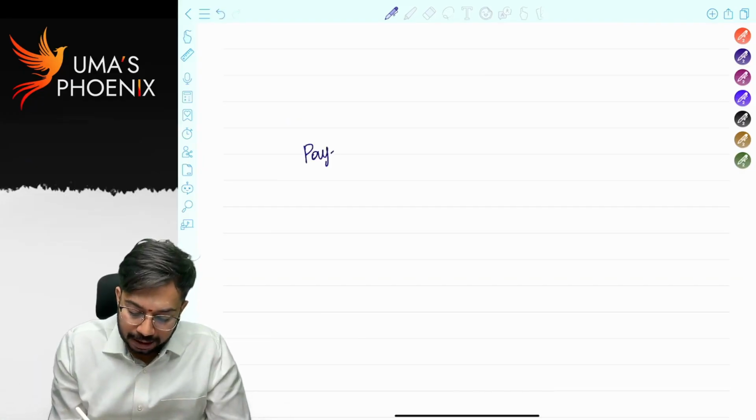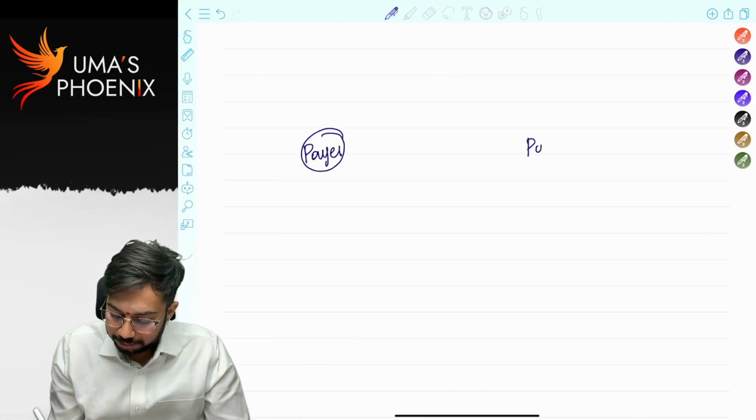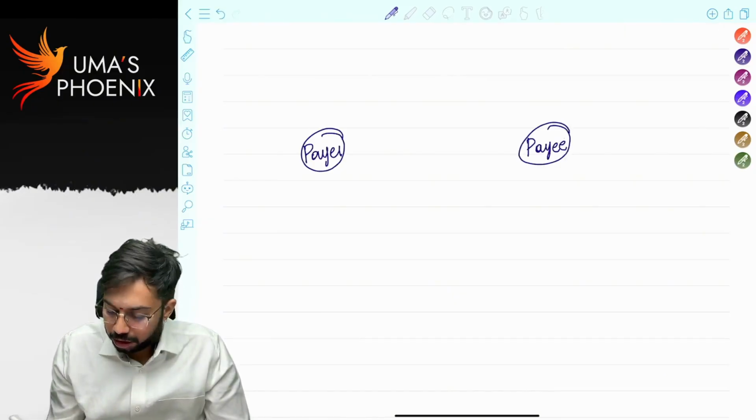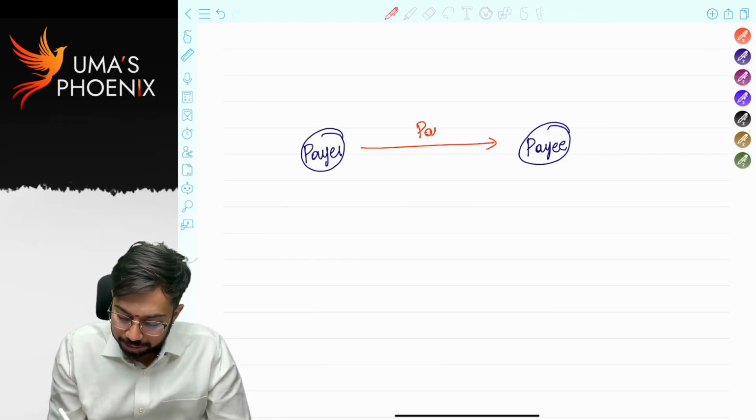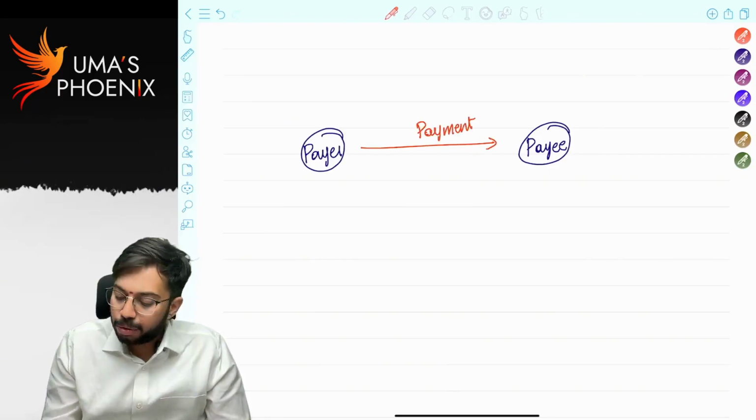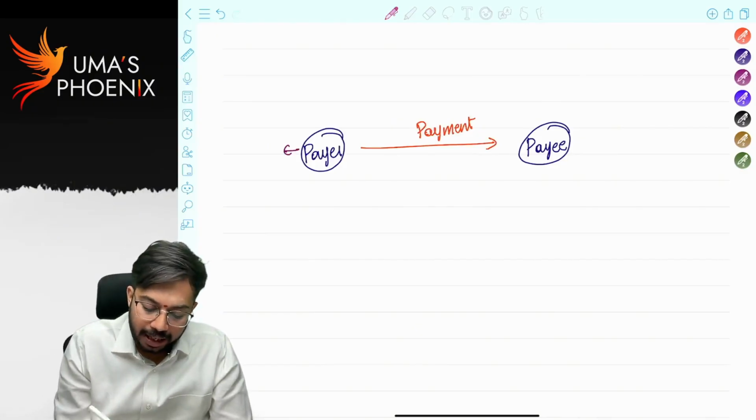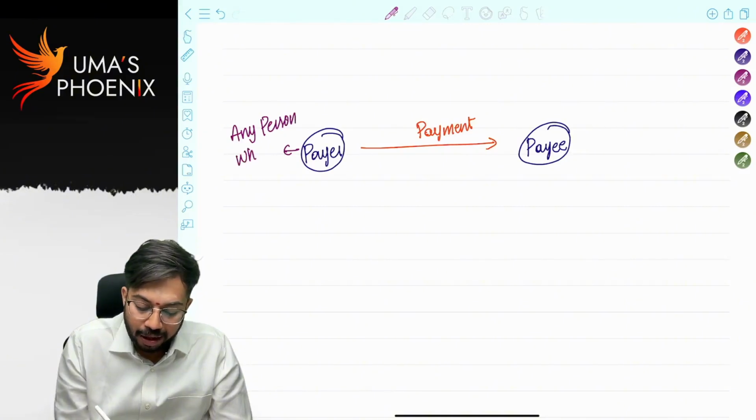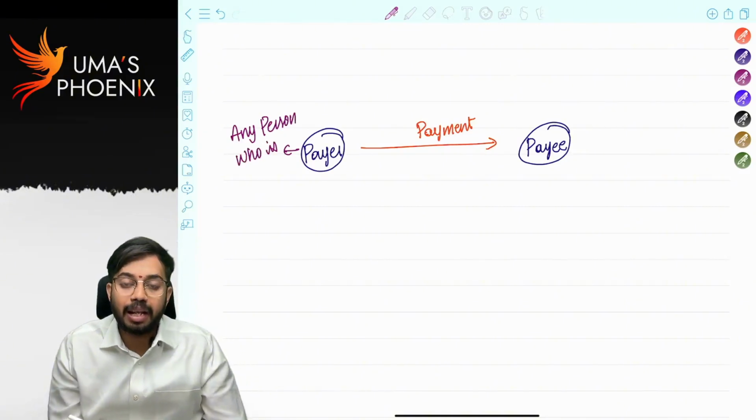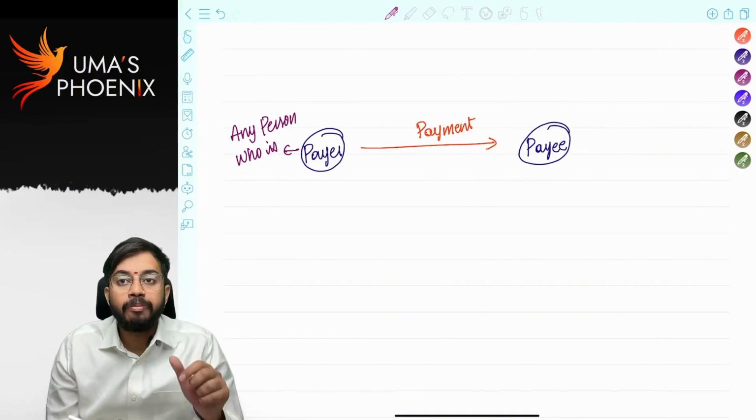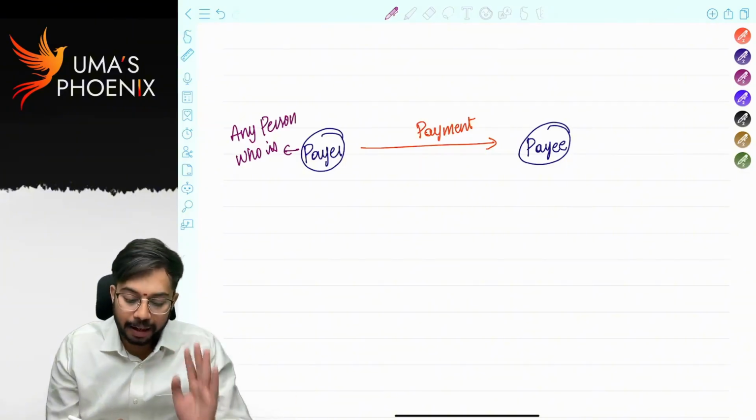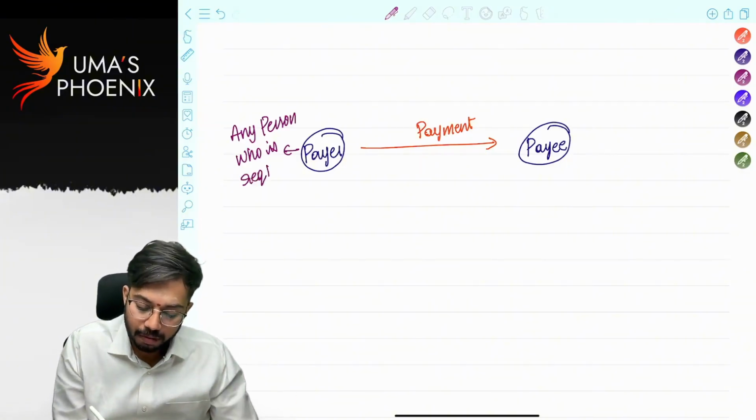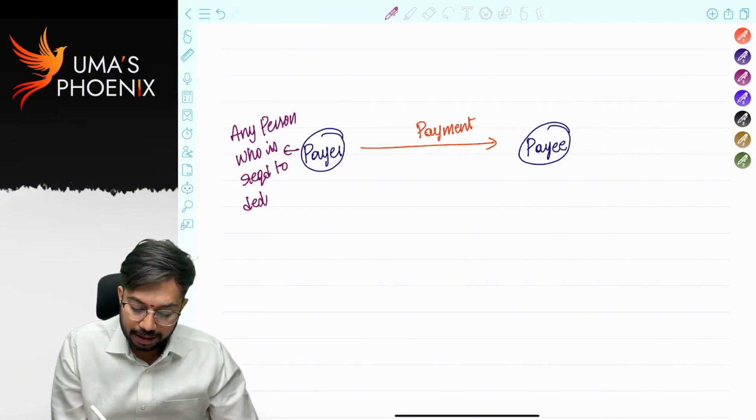There are two persons, payer and payee. Payer at the time of making payment. Sir, who is considered as payer? Payer is any person who is required to deduct TDS. You know TDS provisions, right? In the Income Tax Act, as per TDS provisions, if any person is required to deduct TDS, that person we call as payer. Any person who is required to deduct TDS.